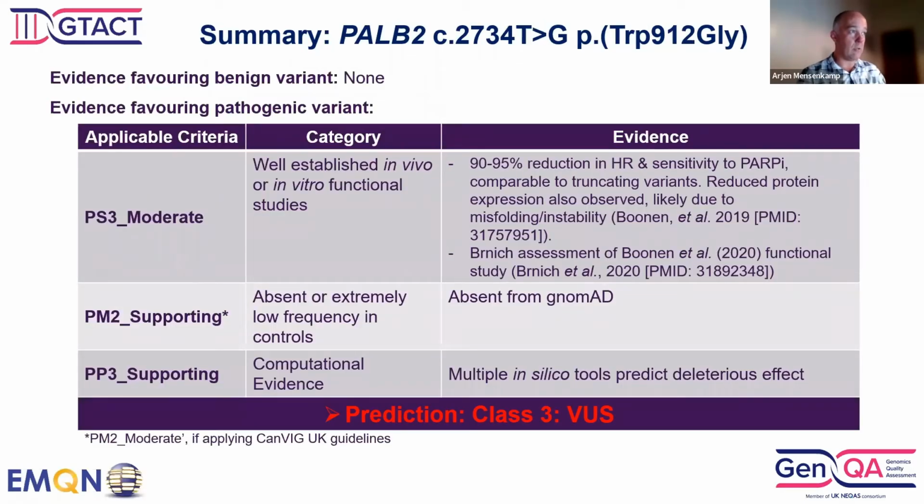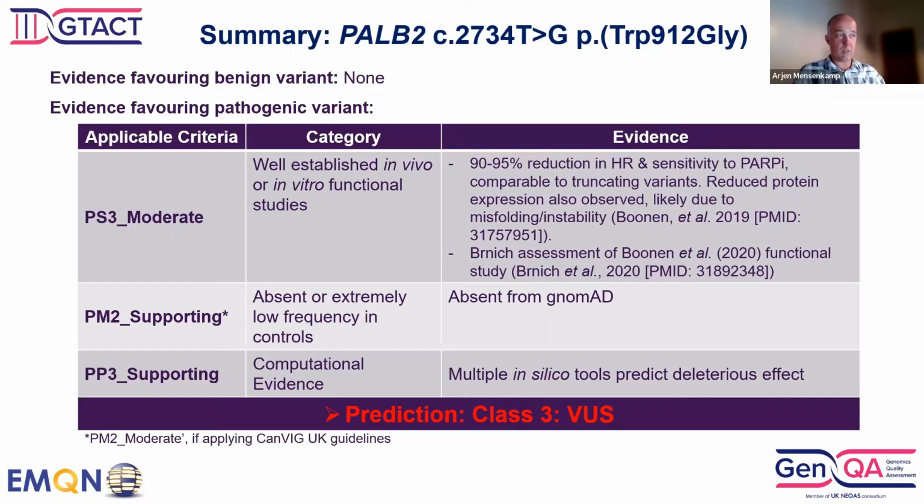There is no evidence favoring that it's a benign variant. We came up with 3 applicable criteria for pathogenicity. The first one is PS3 moderate, a well-established in vivo or in vitro functional study. For that, we used the Boden study published in 2019, which showed a 90 to 95% reduction in homologous recombination and sensitivity to PARP inhibitors compared to truncating variants. We assessed this assay by the previously mentioned Brnich method and applied it at a moderate level. I will come back to that later.